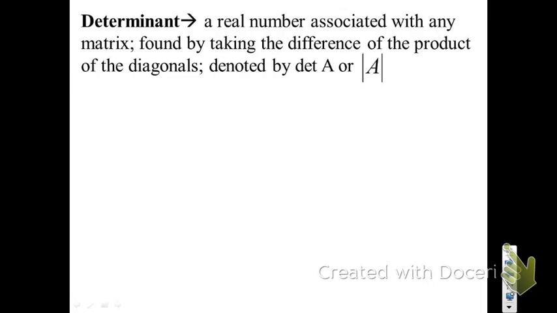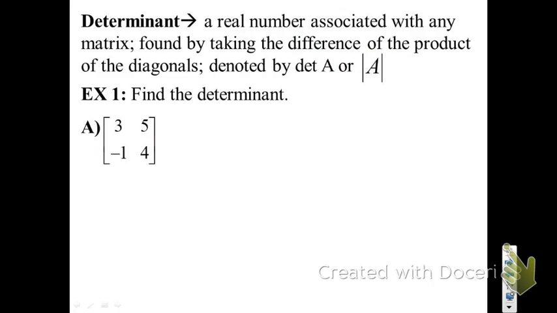Okay, the determinant is a real number. You can remember that it is a number. It's only one number that you're trying to get, and it's associated with any matrix. And then it's found by taking the difference of the product of the diagonals. One way we can write it is DET A, and that says you're finding the determinant of matrix A, or we write it like this. And that is not an absolute value, that's associated with the matrix.